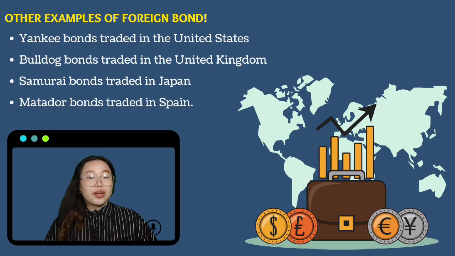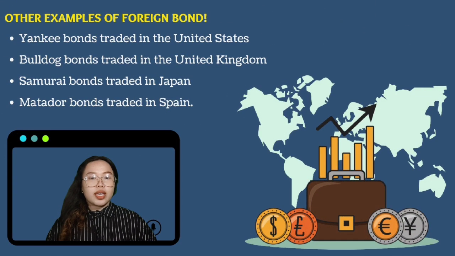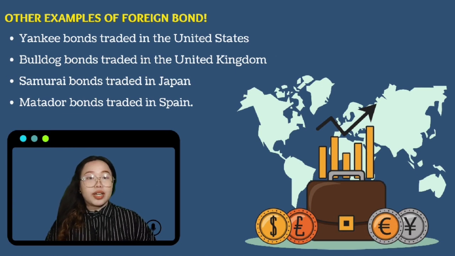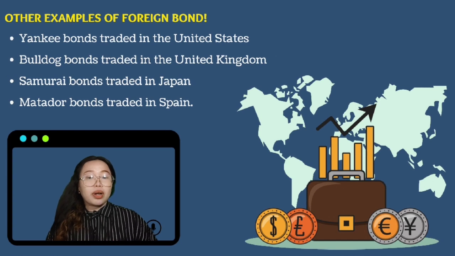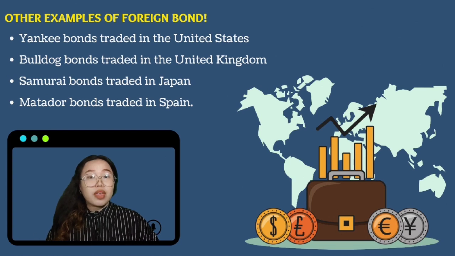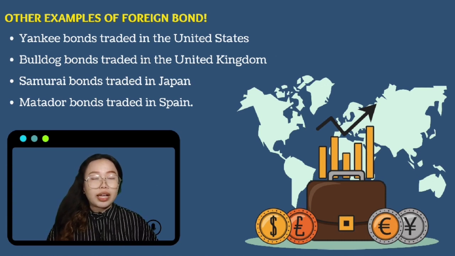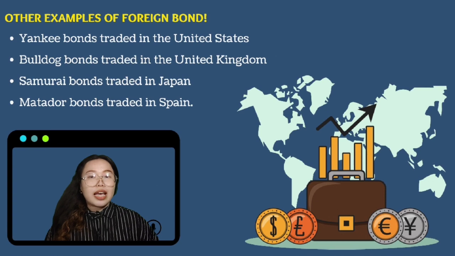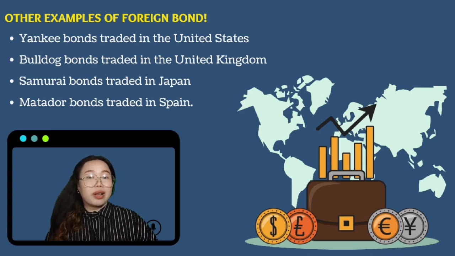Here are other examples of foreign bonds: Yankee bonds traded in the United States, Bulldog bonds traded in the United Kingdom, Samurai bonds traded in Japan, and Matador bonds traded in Spain. The Yankee, the Bulldog, the Samurai, and the Matador are only names given to bonds in different countries. For example, in Japan, when they're selling their bonds to foreign markets, it is called a Samurai bond.